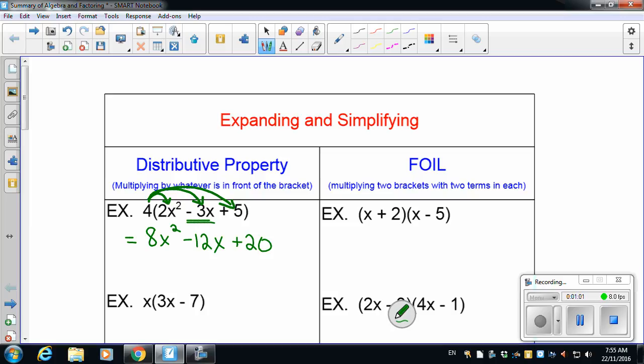Or I could have something like this. Instead of a number, I'm multiplying by a letter. So each piece gets multiplied by a letter. Remember, to multiply letters, you're going to add the exponents. So x times x, the 3 stays the same. Or you could think of it like 1x times 3x, and 1 times 3 is 3, and x times x is x squared. And then 1x times minus 7 would be minus 7, and you bring along the x. So remember, to multiply letters, we want to add the exponents.